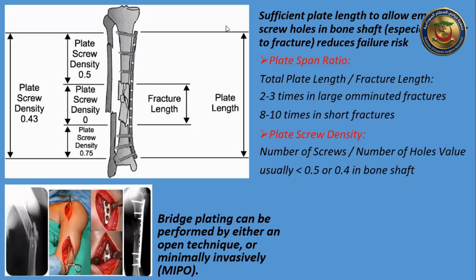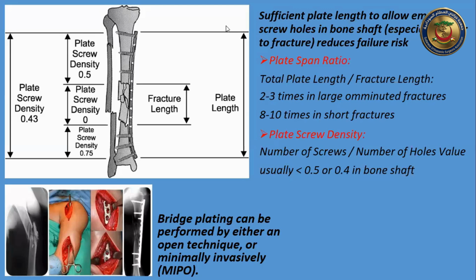Number one, you should know about the plate span ratio. The plate span ratio should be 3 to 4 times the fracture length. The length of the plate should be 3 to 4 times the fracture length. For example, if the fracture length equals 3 holes in the plate, the length of the plate should be 9 to 12.